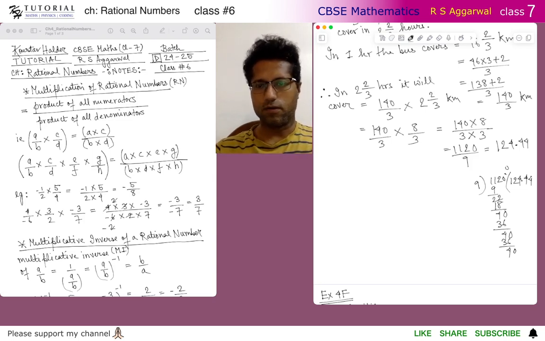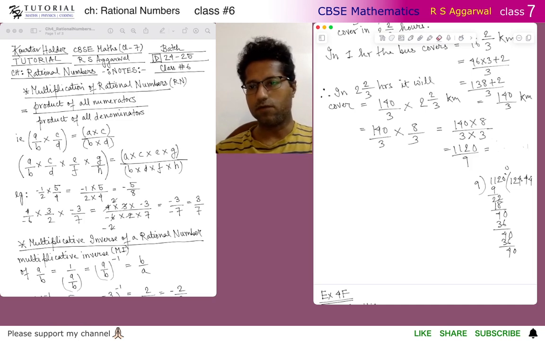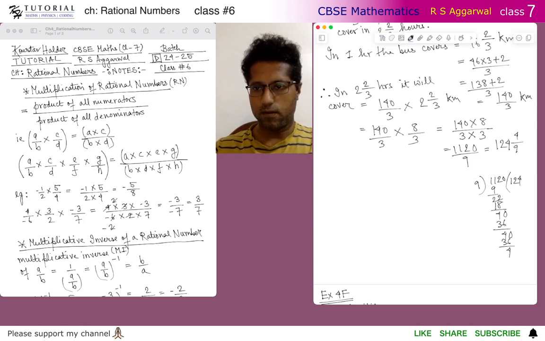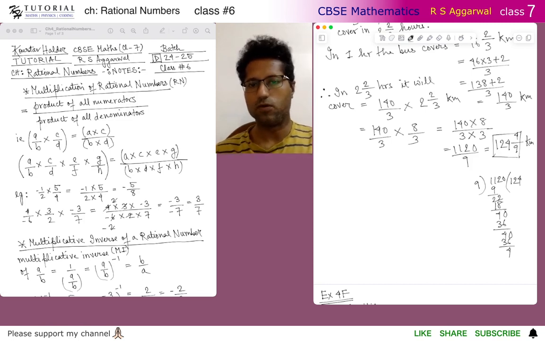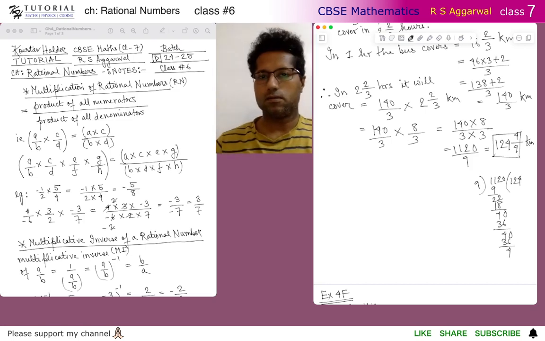So it's better not to write this improper fraction in decimal form. We can write it in the mixed form. I mean, convert this improper fraction into a mixed fraction. So after this, what did we get? 4. Okay, so this is 124 4 by 9 kilometer. So this is the answer, 124 and 4 by 9 kilometer.